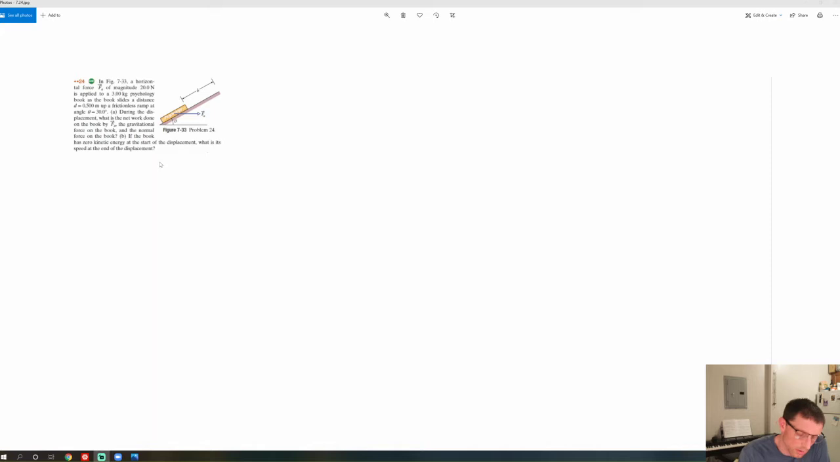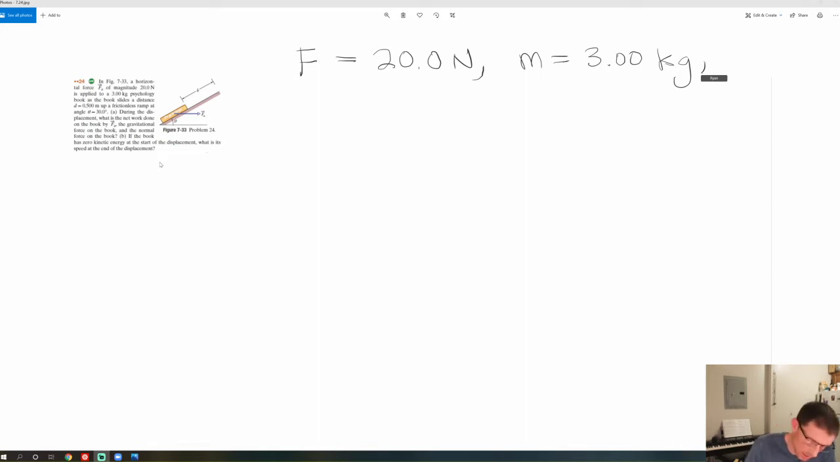So the first thing I want to do is write out what my symbols are. And this is something I want to see you doing on your homework assignments. So we have the force, that's 20 newtons. We have the mass, that's 3 kilograms. And the distance is half a meter. And the only other thing I think we need is that the angle is 30 degrees.